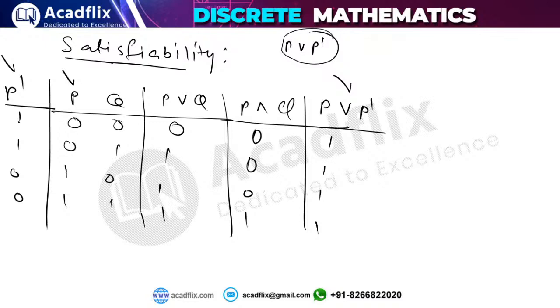What will it be? 1 plus 0 is 1, 1 plus 0 is 1, 0 plus 1 is 1, 0 plus 1 is 1. So you can see this will be 1.